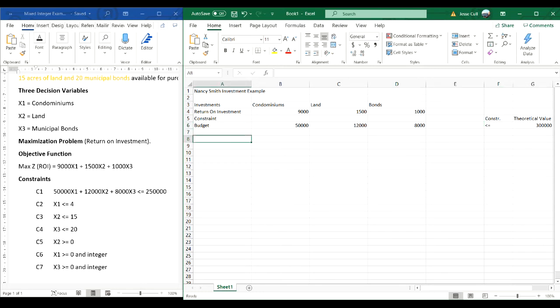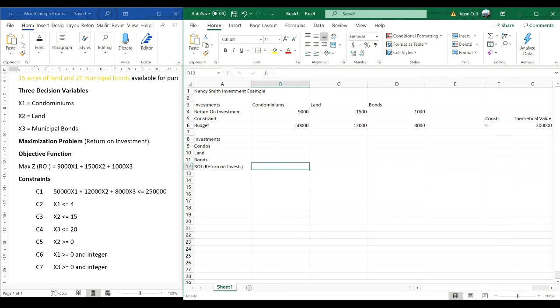So here we have condos. Let's call it investment. Let's add a title for simplicity's sake. It's condos, it's land, and it's bonds. These are 3 possible investments. And the last one is ROI, or return on investment. So here we are. These will remain empty because this is where the computer will run the numbers.